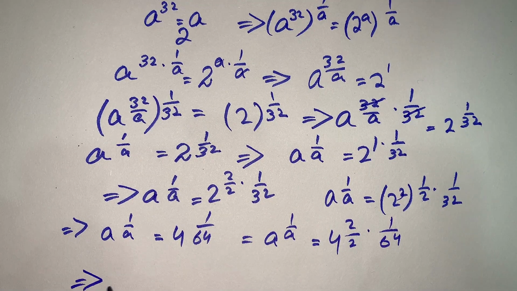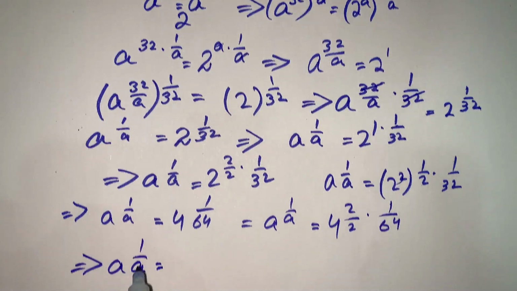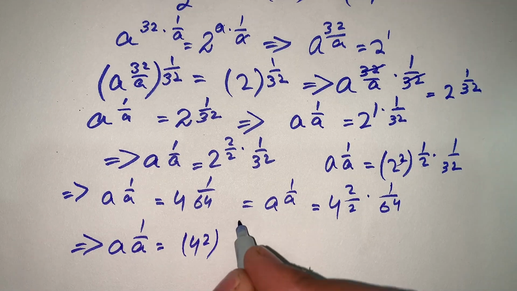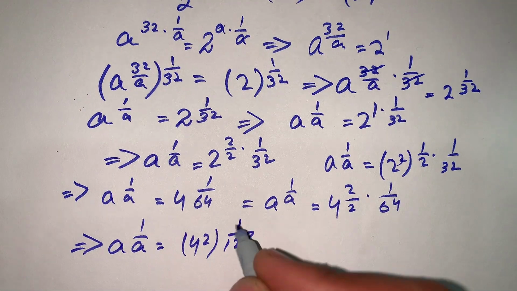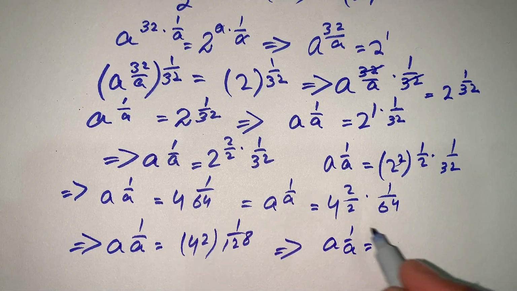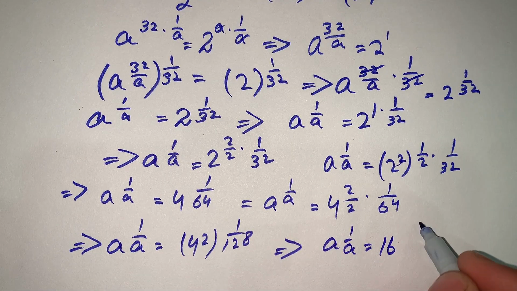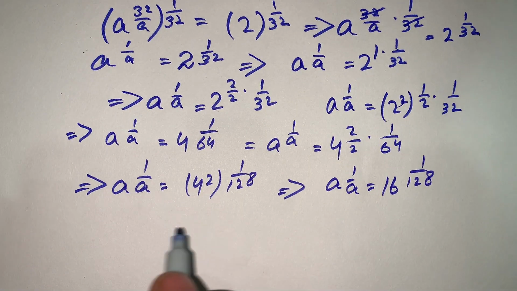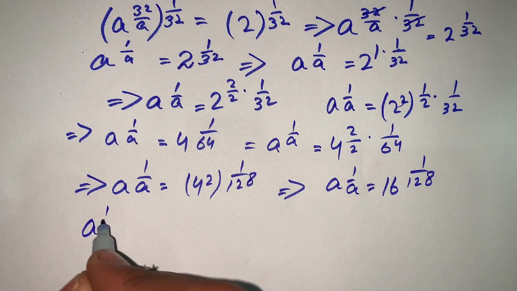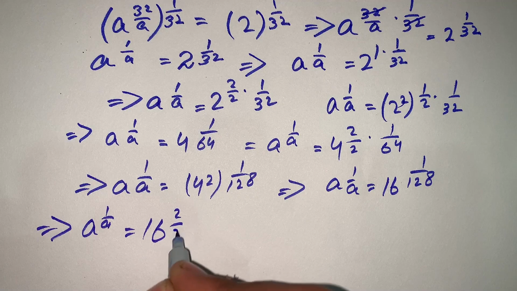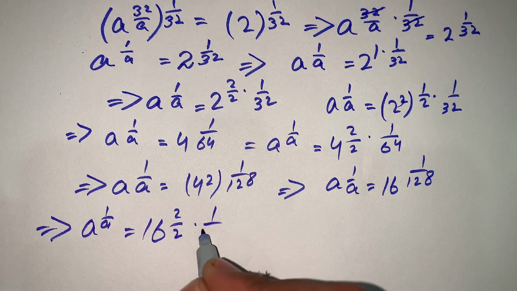So in the next, a to the power 1 divided by a is equal to 4 square to the power 1 divided by 128. This will be a to the power 1 divided by a is equal to 4 square is 16 to the power 1 divided by 128. In the next step, a to the power 1 divided by a is equal to 16 to the power 2 divided by 2 into 1 divided by 128.